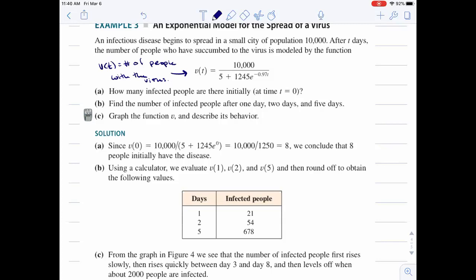So we've got 5 plus 1,245 times 1, and 10,000 divided by that. So I get 10,000 divided by 1,250, and we'll just double check their work. It is just 8. So to start with, at time 0, 8 people have this disease, and then they spread it. Now we want to find the number of infected people after 1 day, 2 days, and 5 days. We'll see that it starts off slow, and then as time goes on, it's going to spread faster and faster and faster.